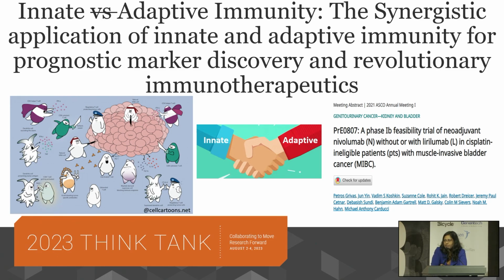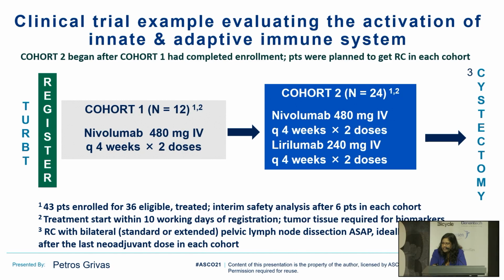So even though the session is named innate versus adaptive immunity, this is not a debate of which one is more important. We wanted to focus on the synergistic application of both arms of immunity for development of novel therapies and markers. And a perfect example is actually the PRE-807 trial that is led by the amazing Dr. Grivas here. It's a very interesting combination that combines the anti-PD-1 with anti-KIR antibody in a neoadjuvant setting. So the trial schema is listed here.